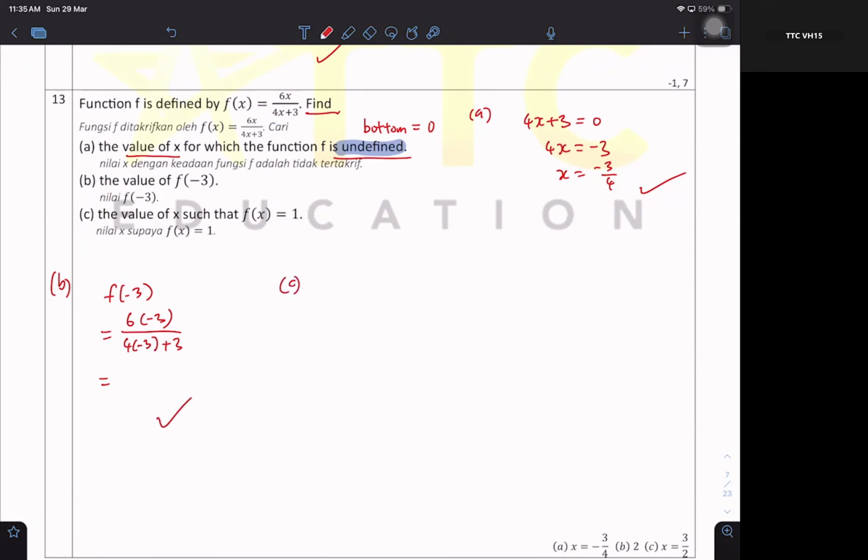Then C, f(x) equals 1. Ask yourself, what is f(x)? Oh, f(x) is this, right? Yeah, copy. So 6x over 4x plus 3 equals 1. Divide, bring over, becomes times. You times it yourself. 1 times 4 is 4, 1 times 3 is 3. Enough, you can do it. You can find the x on your own. Right, next.